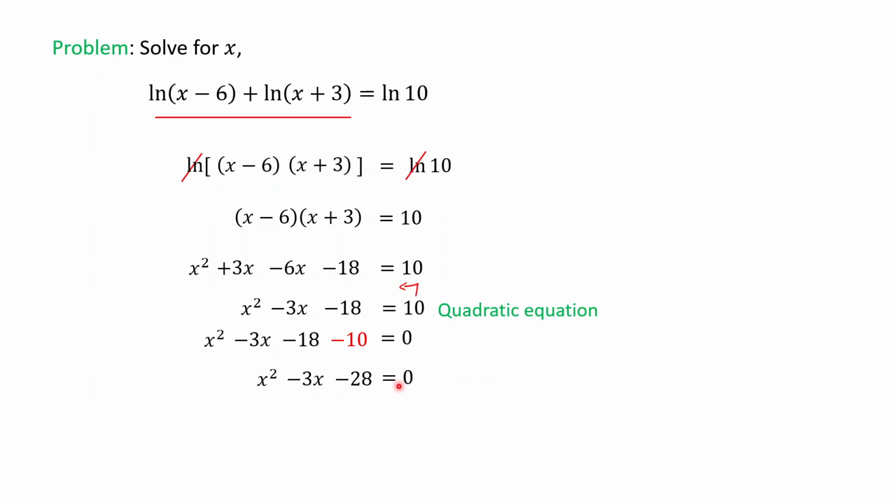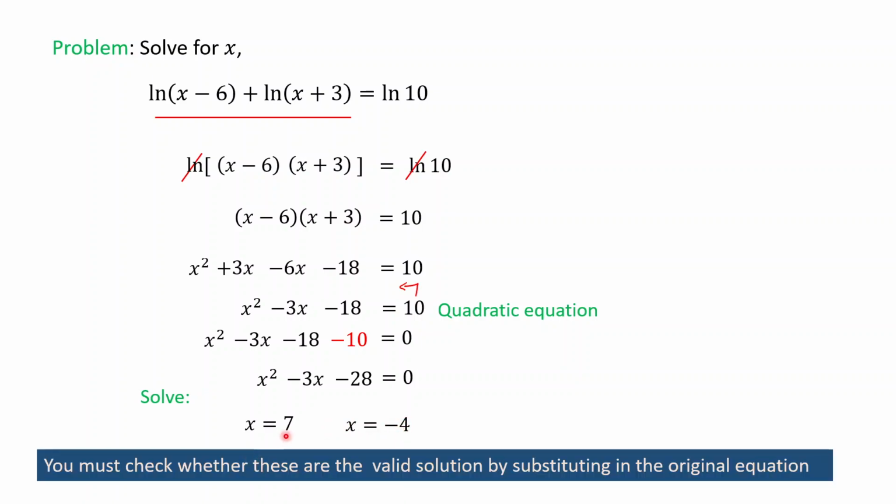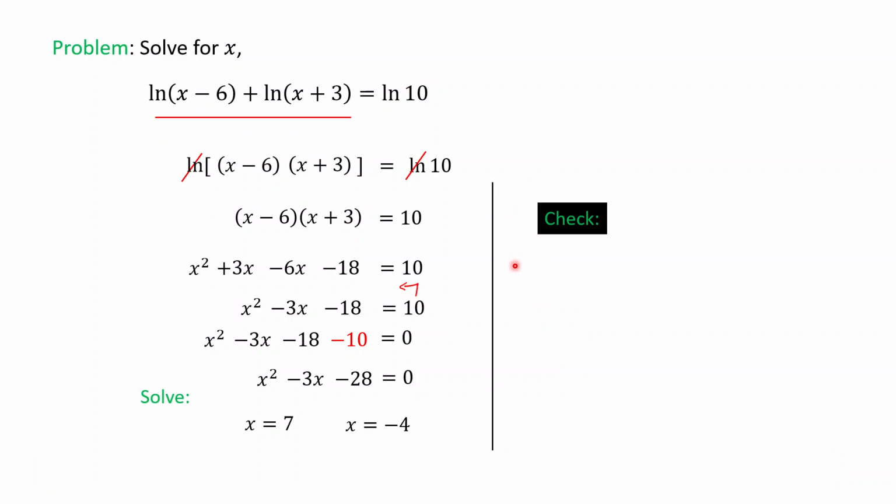Now you need to solve this. If you solve this quadratic equation, you will get x is equal to 7 or x is equal to 94. Now you need to check whether these are valid solutions to this equation. Let us check. First substitute 7 for x.